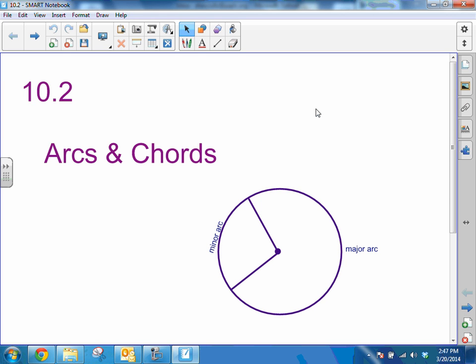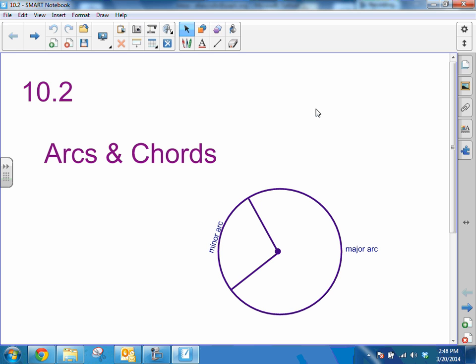Chords. What do we know a chord is from yesterday? Okay, so it's a segment that is going from one side of the circle to the other. Is a diameter a chord? Yes. Are all diameters chords? Yes. Are all chords diameters? No. Very good.